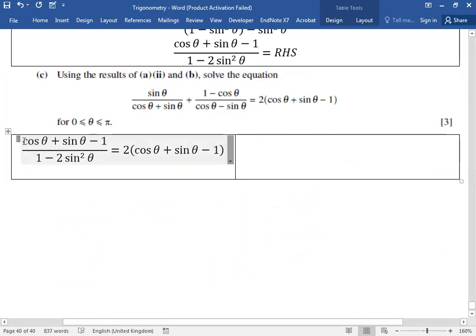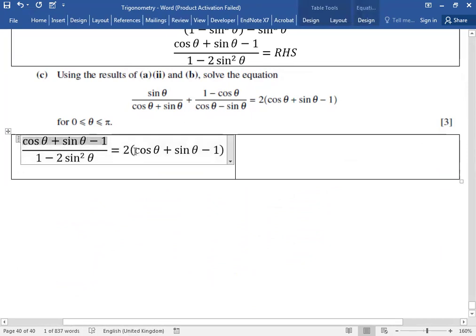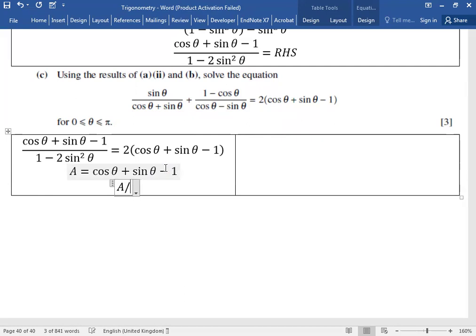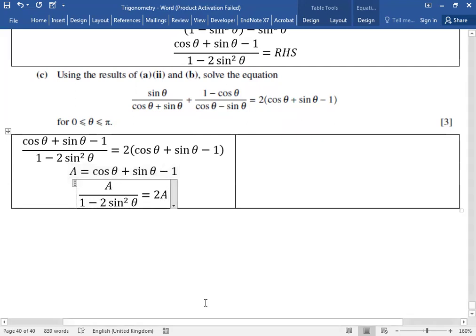और से देखो, I'll make things easy for you. Cos theta plus sin theta minus 1 यहाँ पे भी है. Cos theta plus sin theta minus 1 यहाँ पे भी है. Is that right or wrong? थोड़ा सा I'll make things so that समझ सको. A लिख देता हूँ मैं इसकी जगह लिख रहा हूँ so that you are able to understand it. बार बार मुश्किल ना हो. So I can say A upon 1 minus 2 sin square theta is equals to 2a, right?